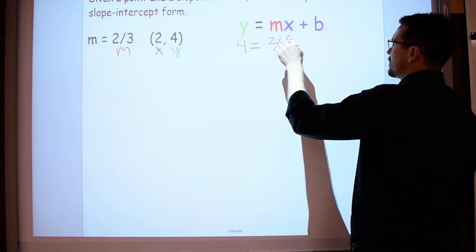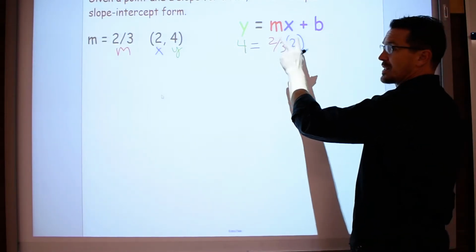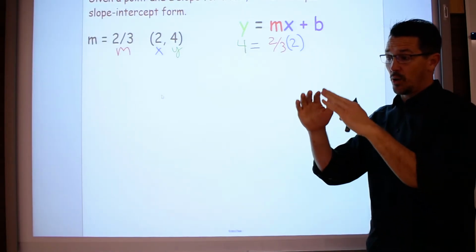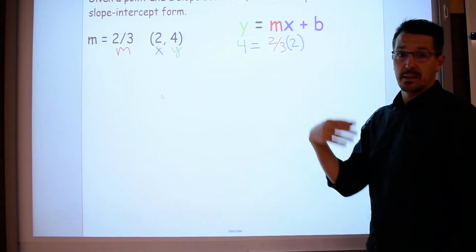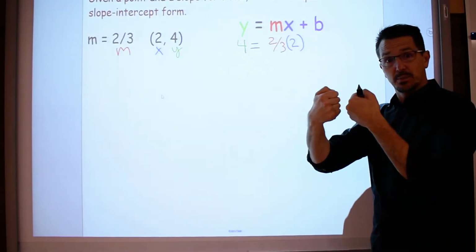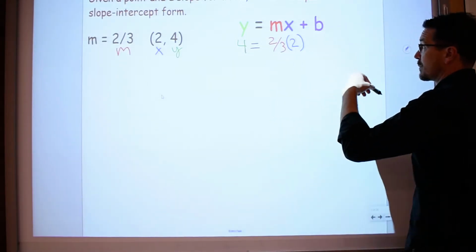Now notice I put it in parentheses. The reason why I put it in parentheses is because these two are touching. And if they're touching, then I either have to have a multiplication sign or parentheses, or else people might think it's something else. So this just indicates that m beside x is multiplication, therefore I put the parentheses in there so I can tell that's multiplication.